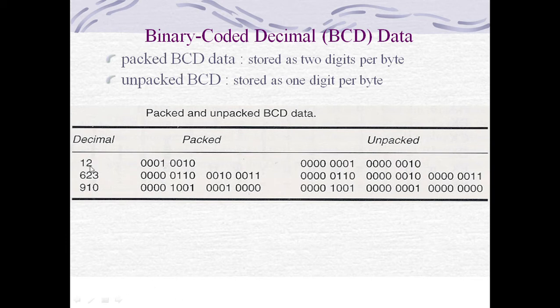1, 2 is a decimal number, so 1 is here. 1 is assigned a 4-bit code from the BCD, which is 0001, and 2 is assigned 0010. So this is packed BCD.